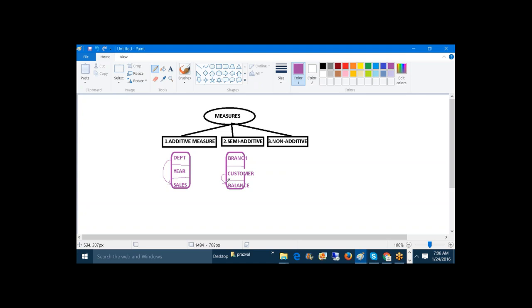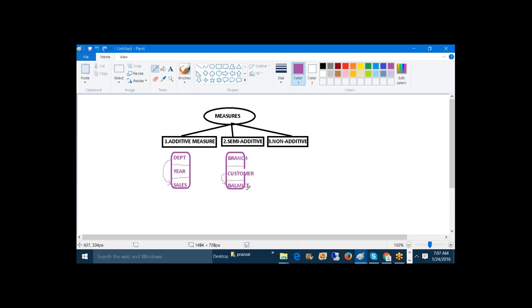But on the balance, if I apply sum of balance, what is it going to do? It is going to add all the transactions, right? So right from the first day of opening of the account till the current date, it is going to add all the transactions in my account. So even though it is going to give us one consolidated balance value, if you compare with the customer, it is going to give us a meaningless output. If you add all the transactions, we cannot perform any analysis on that.